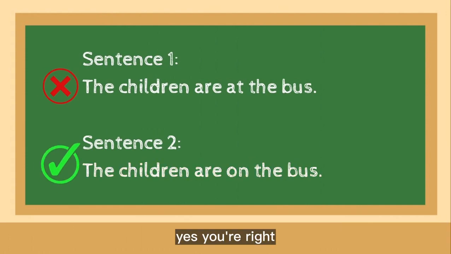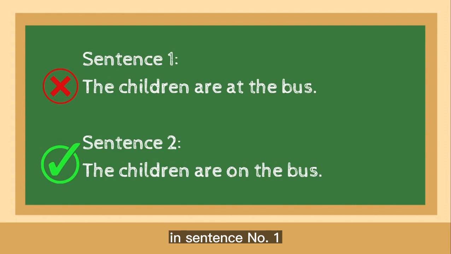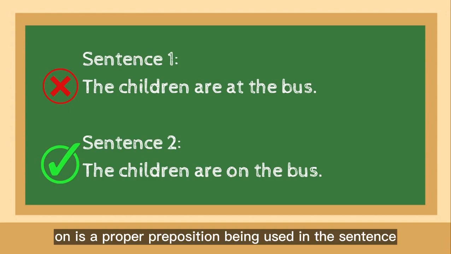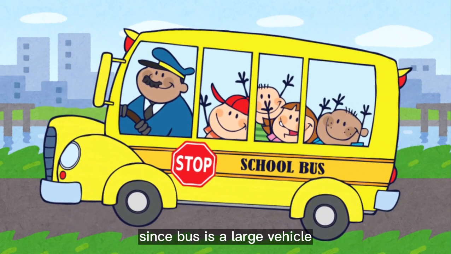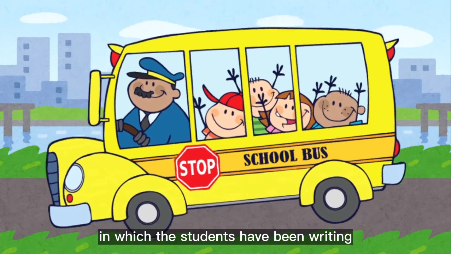Yes, you're right! You got it right! It is sentence number 2. In sentence number 1, we don't say the children are at the bus. Instead, we say the children are on the bus. On is a proper preposition being used in the sentence since bus is a large vehicle in which the students have been riding.